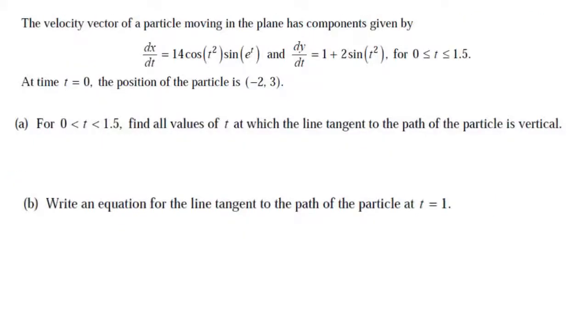All right, so for A, if we're going to talk about the line tangent being vertical, so let's think about slope, because again it's talking about a tangent line. And so you are talking about dy/dx, and you're not given dy/dx. You're given dx/dt and dy/dt. So you've got some things you're going to have to address here.